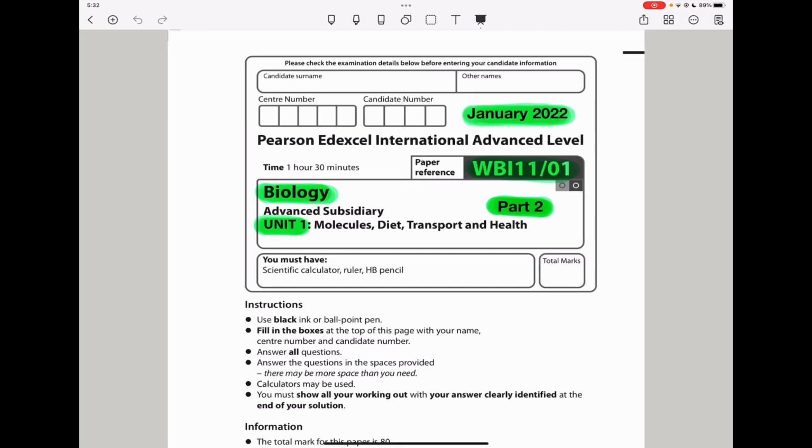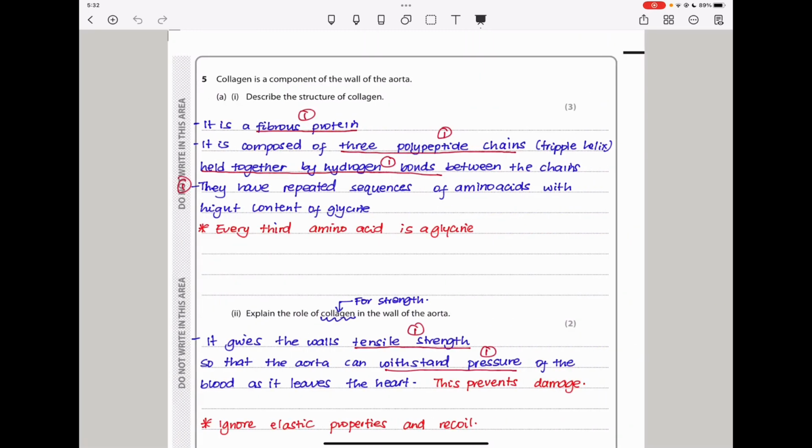Today we are doing the Pearson Edexcel International A level Biology Unit 1 for January 2022. This is the Part 2 video. I'll put the link to the Part 1 video below the description box. Let us begin with question 5.